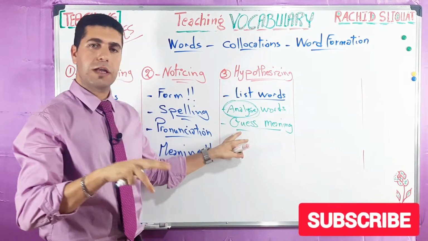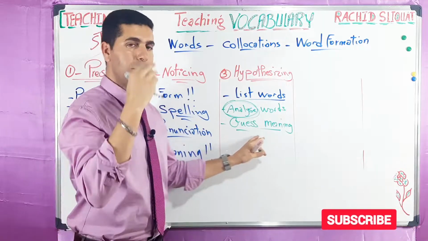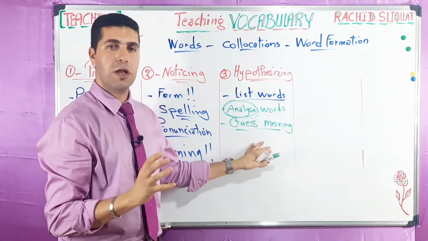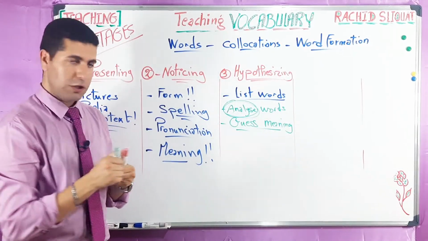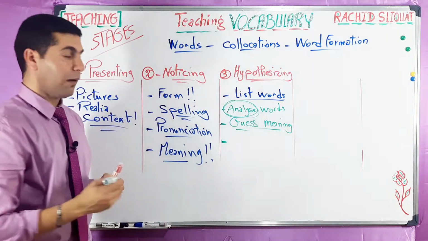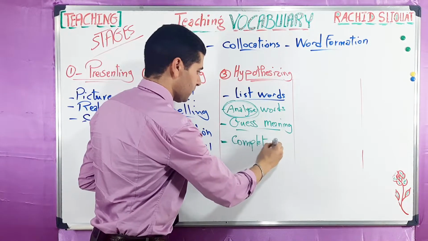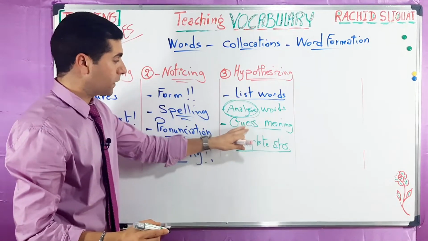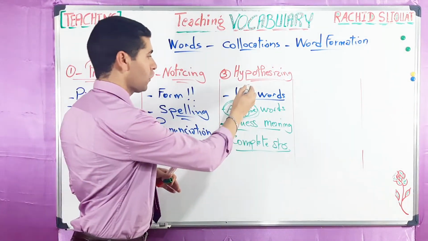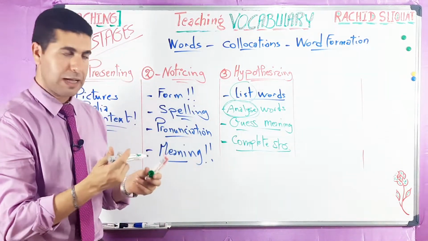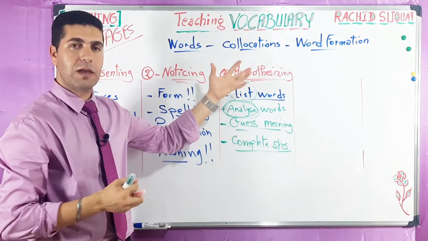So the student can also guess the meaning of the word, right? The learner can also complete sentences with these words or the list of words you gave them, okay? So this is stage number 3, which is hypothesizing.